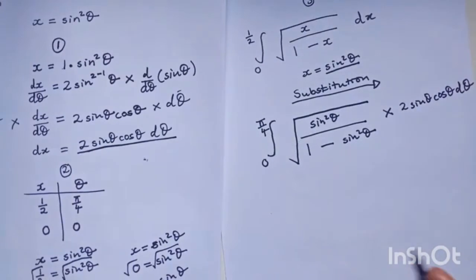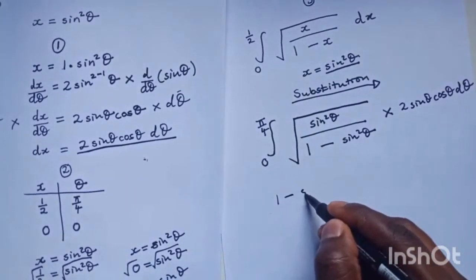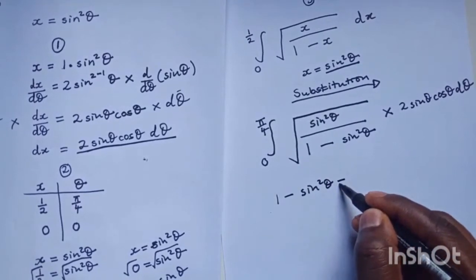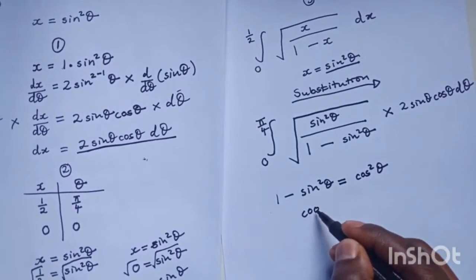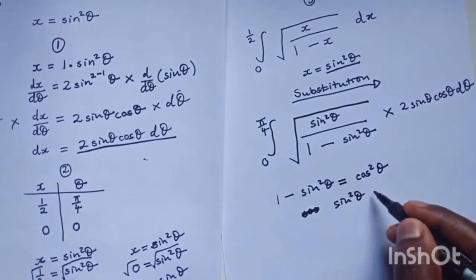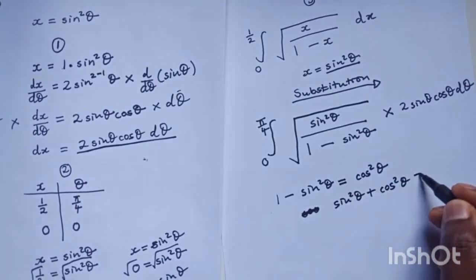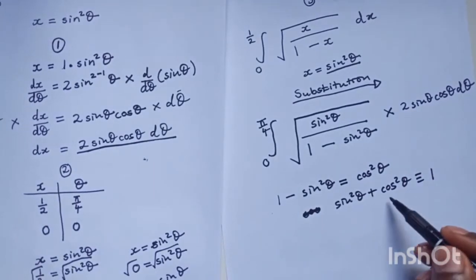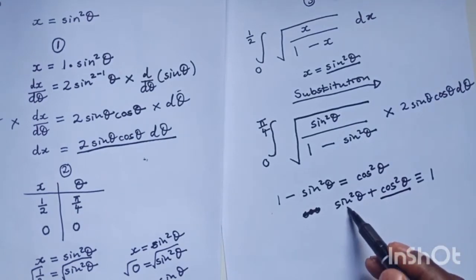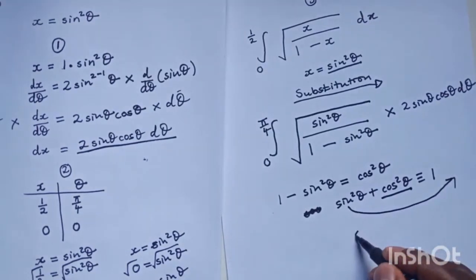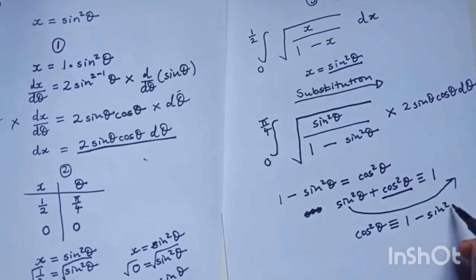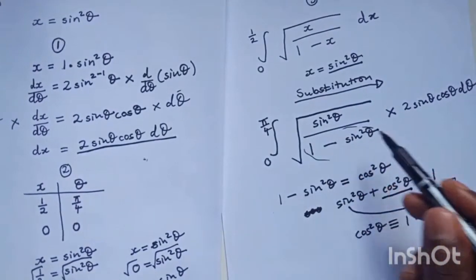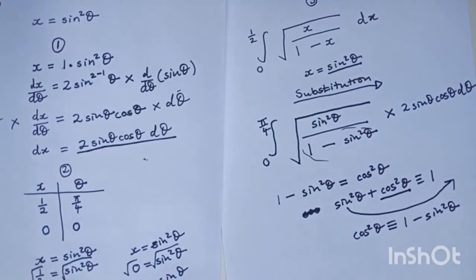Then 1 minus sine squared theta is the same as cos squared theta. Taking it from this identity, sine squared theta plus cos squared theta is identical to 1. So making cos squared theta the subject of the formula, you move sine squared theta to your right side, giving you cos squared theta is identical to 1 minus sine squared theta. So I'm going to represent this 1 minus sine squared theta by cos squared theta using that identity. I hope you are following, class.